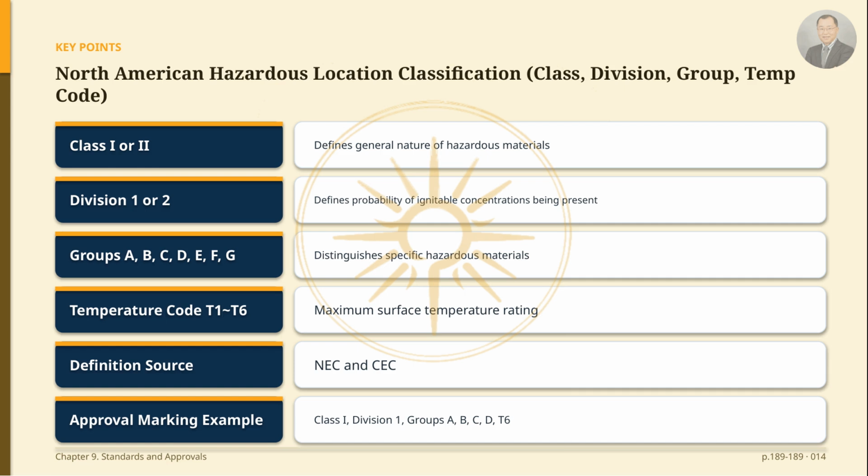These designations are defined in the NEC and CEC. Therefore, a single approval consists of a combination of the protection type along with the class, division, group, and temperature. For example, Class 1, Division 1, Groups A, B, C, D, T6.